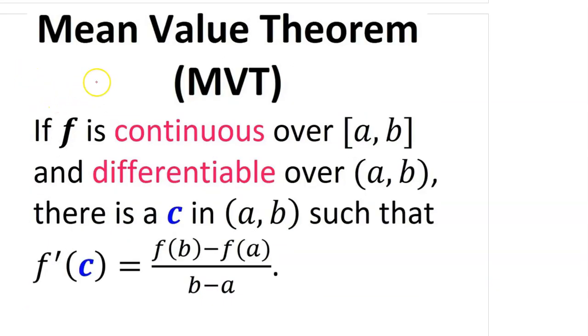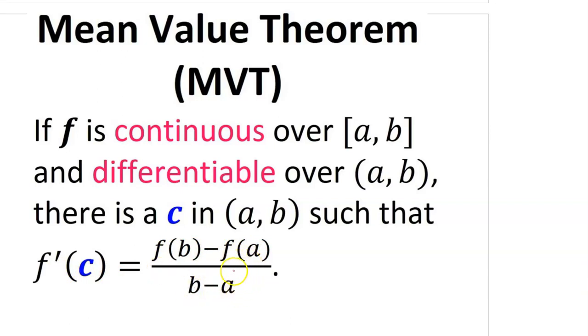Rolle's theorem is really just a special case of the mean value theorem, MVT, which says that if f is continuous over the closed interval from a to b and differentiable over the open interval from a to b, then there exists some c in ab such that f prime at c is equal to f at b minus f at a divided by b minus a.